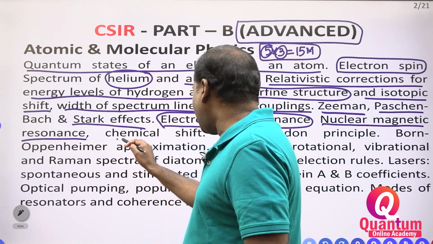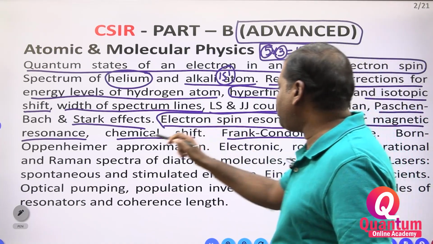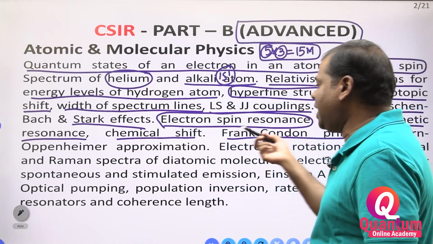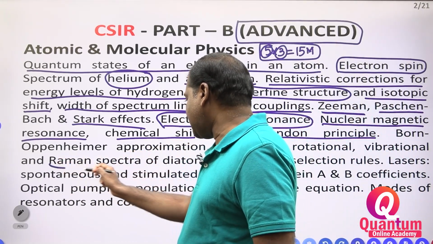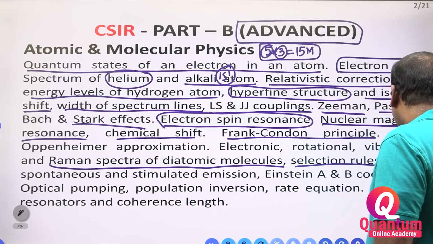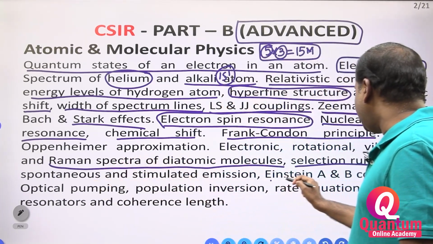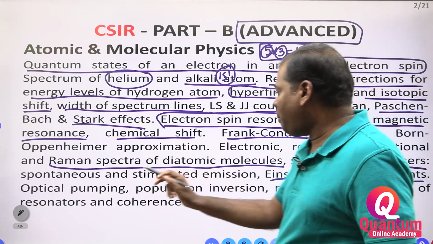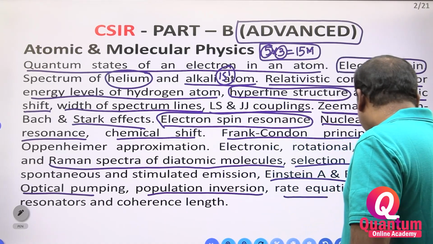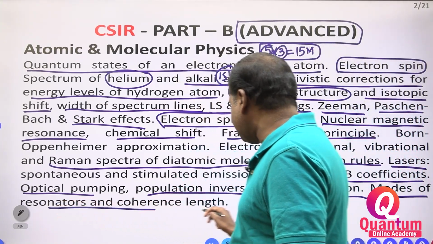chemical shift, Franck-Condon principle, Born-Oppenheimer approximation, electronic, rotational and vibrational energy, and Raman spectrum of diatomic molecules, selection rules, lasers, spontaneous and stimulated emission, Einstein coefficients, optical pumping, population inversion, rate equation, modes of resonators, and coherence level.